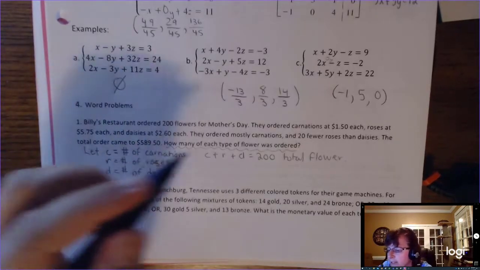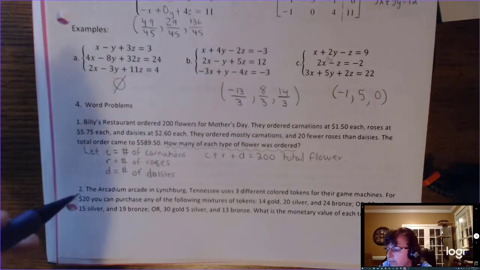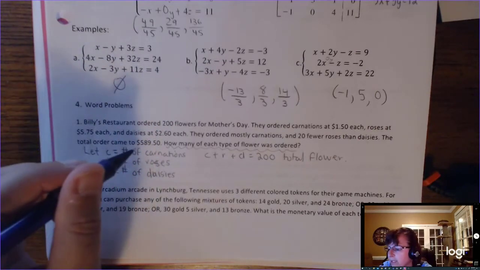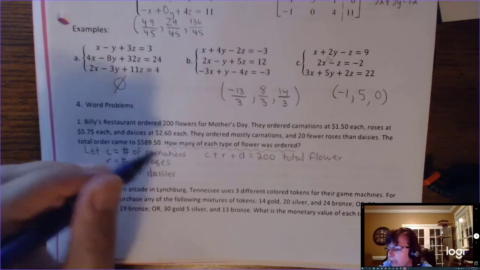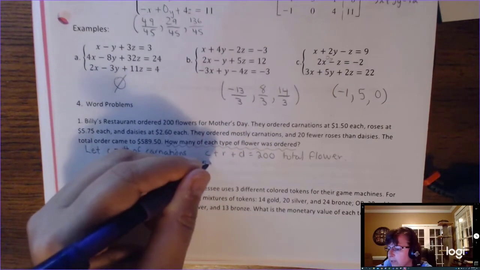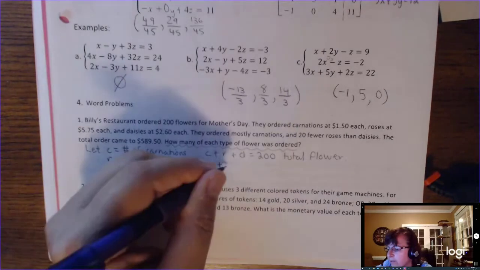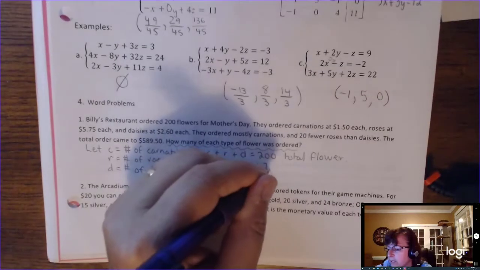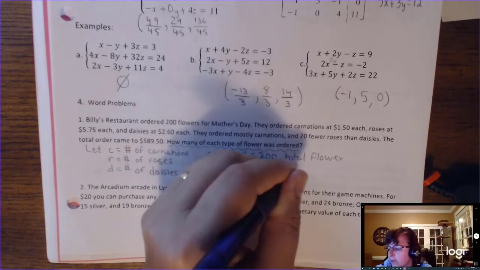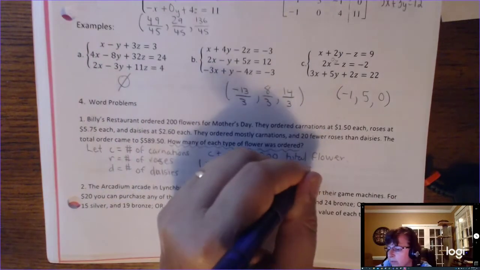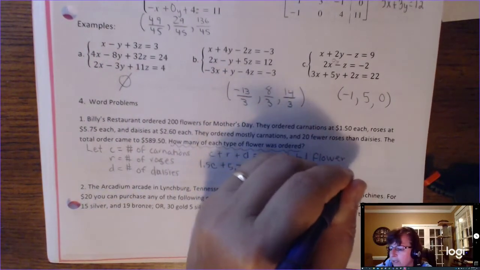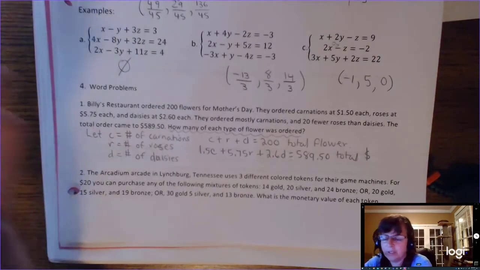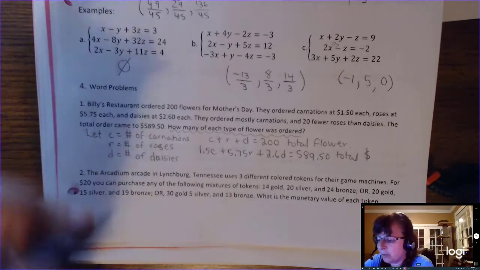Alright, then it says that they paid $1.50 for carnations, $5.75 for roses, $2.60 each. So we've got a bunch of money. Do we have a total money amount? Yes, we do. There it is. So that money comes from $1.50 times carnations plus $5.75 times the number of roses plus $2.60 times the number of daisies, and that total money amount is $589.5. So I have a total money equation. And 9 times out of 10, the word problems that you get, you're going to have 2 types of totals. Now the third equation, you know, you need 3 equations.